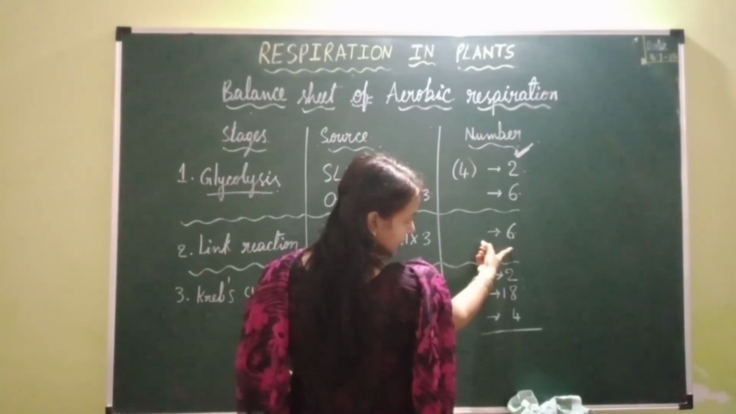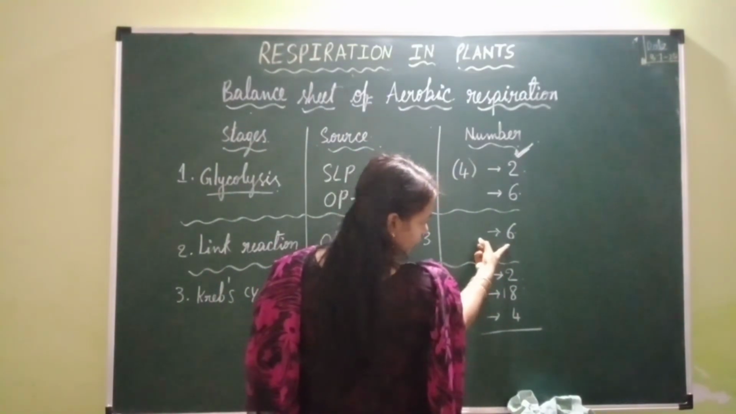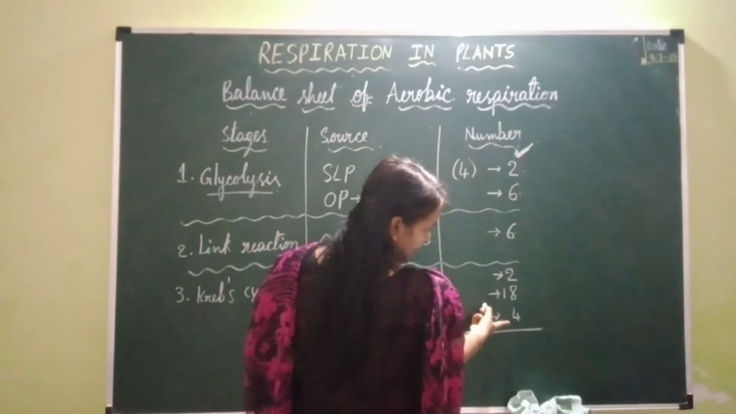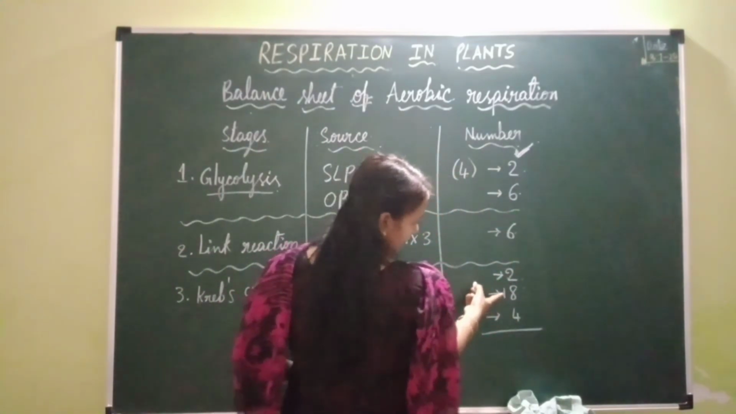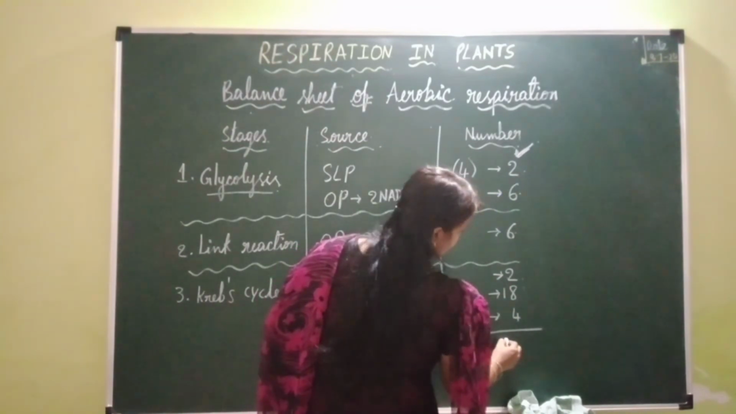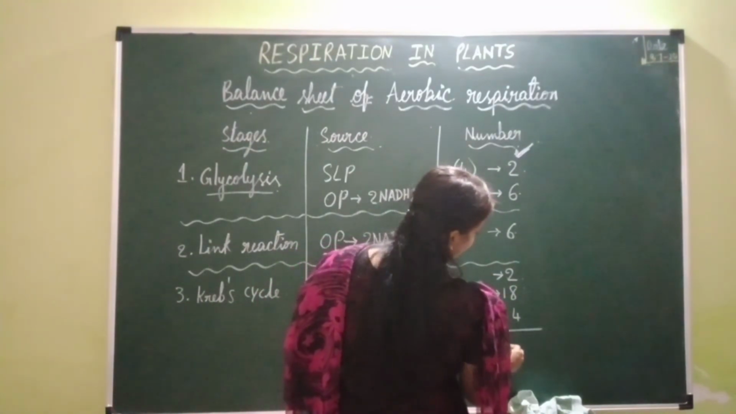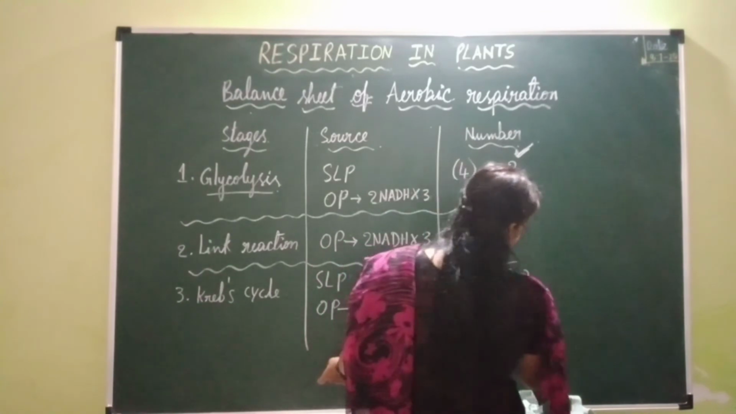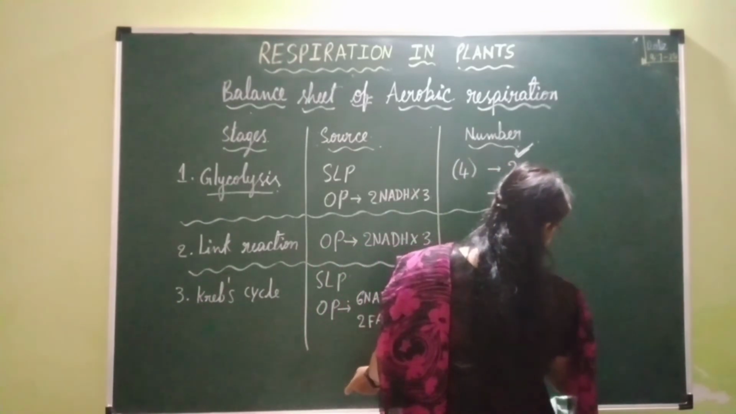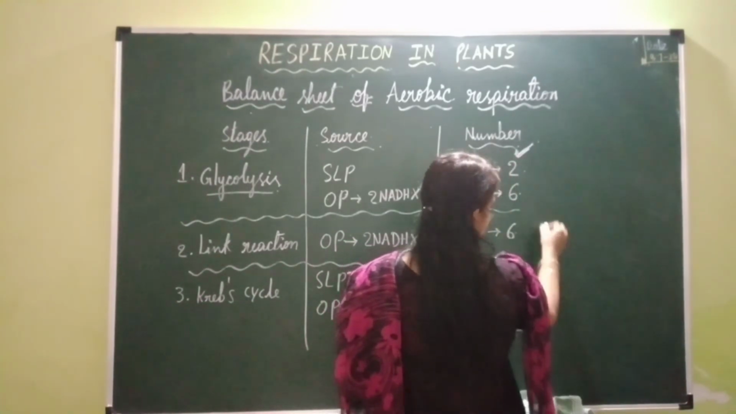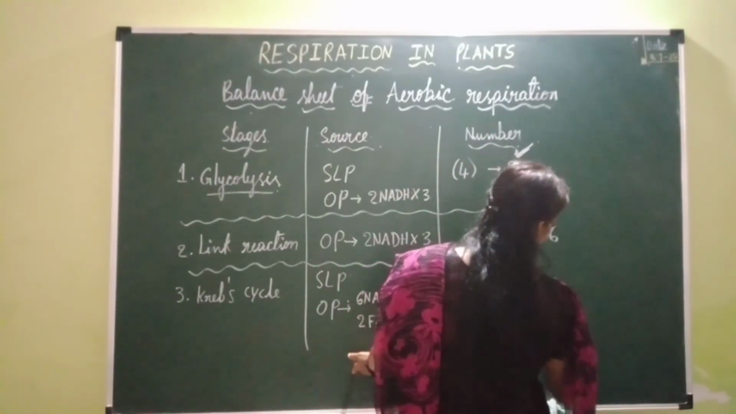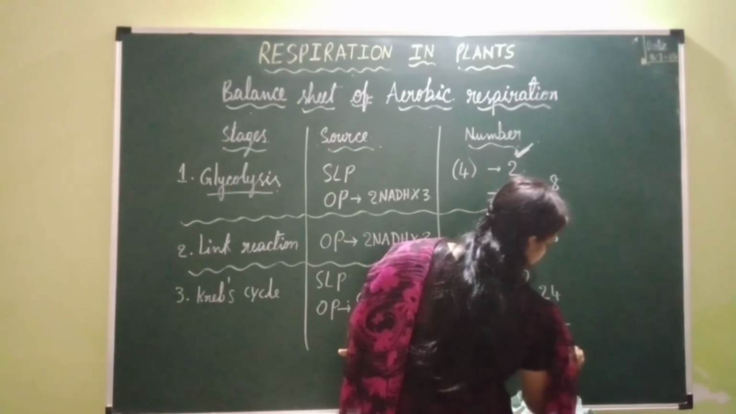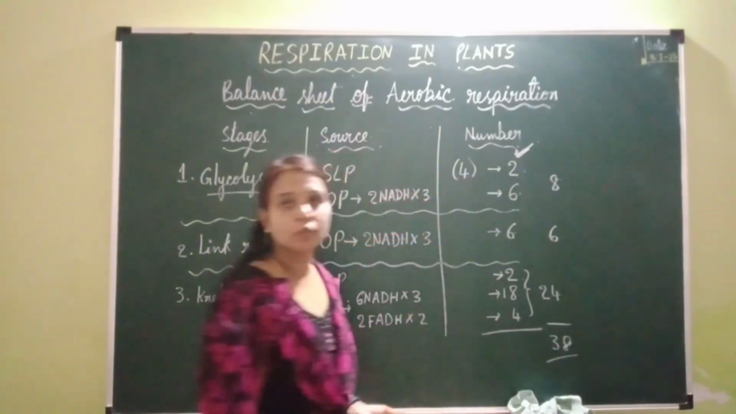So, total number of ATPs: in glycolysis 8, then during link reaction 6, so 8 plus 6, 14. And during Krebs cycle, how many? 24. So totally how many ATPs are formed? Through Krebs cycle 24, here 6, here 8. So 8 plus 6 plus 24. So total number of ATP formed is 38, which is the net gain of ATP.